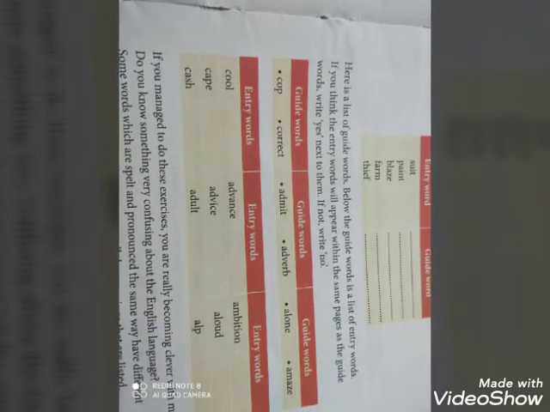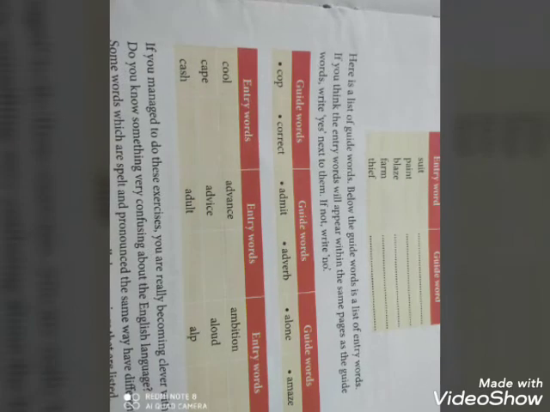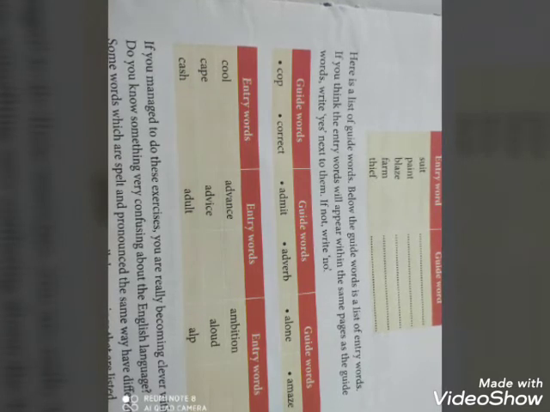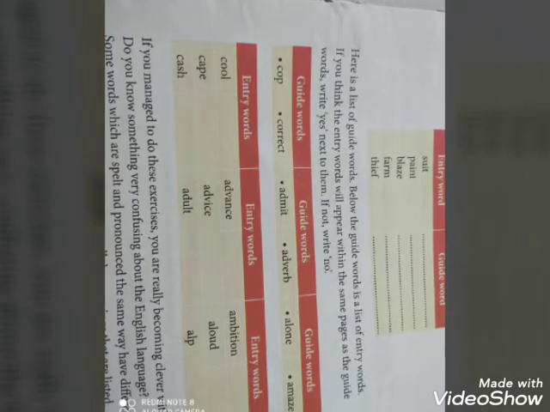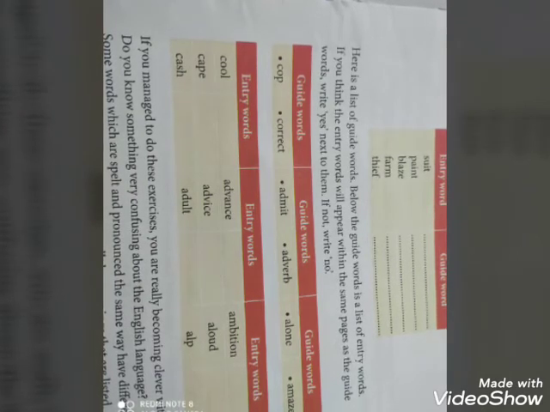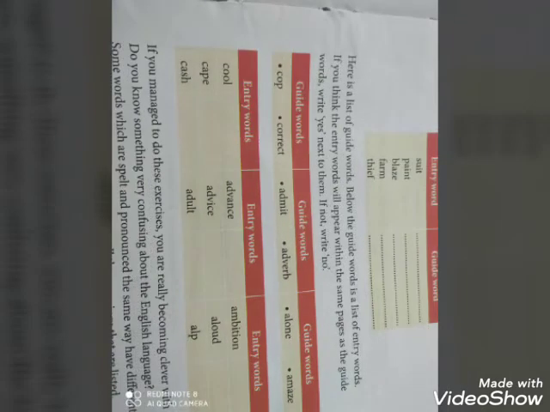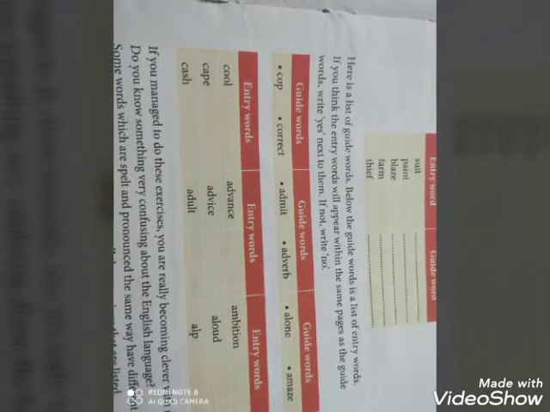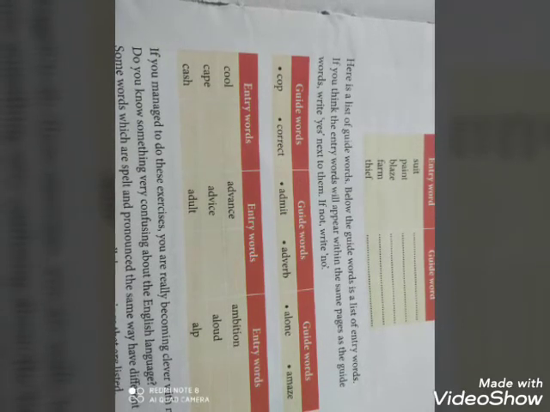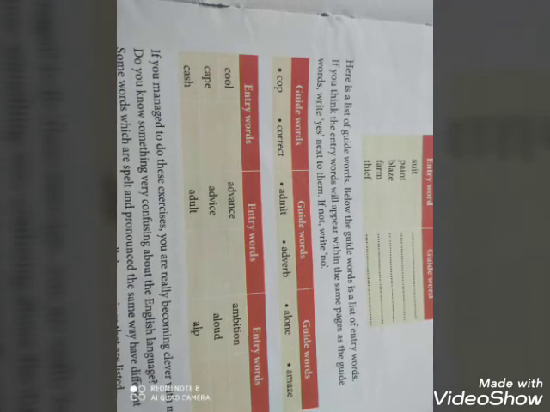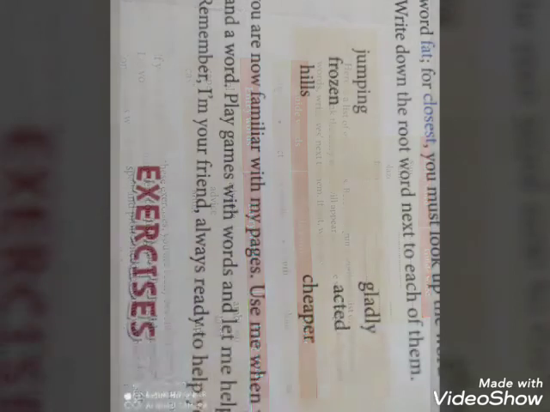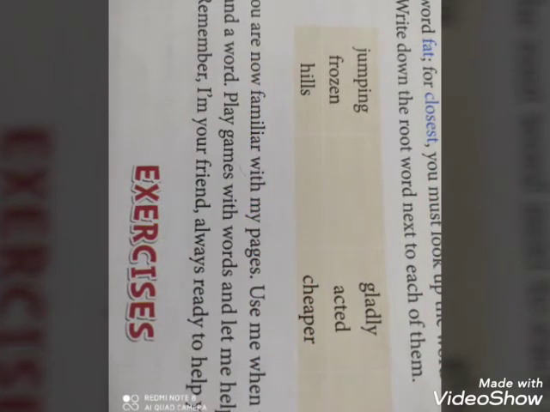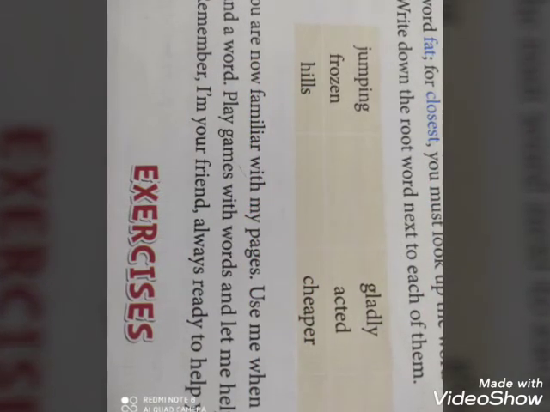Now some words are given in the exercise on page number 32. The words like jumping, frozen, hills, gladly, acted, cheaper. So if I want to find out the meaning of jumping, I need to look for the word jump. Frozen, froze. Hills, hill. Now the remaining you are going to do on your own.